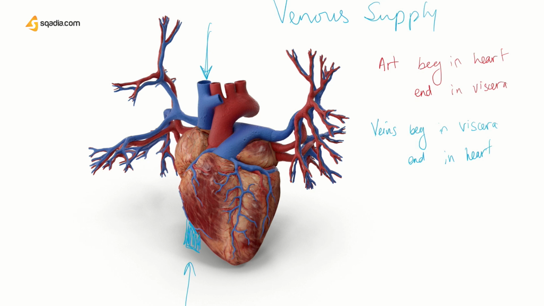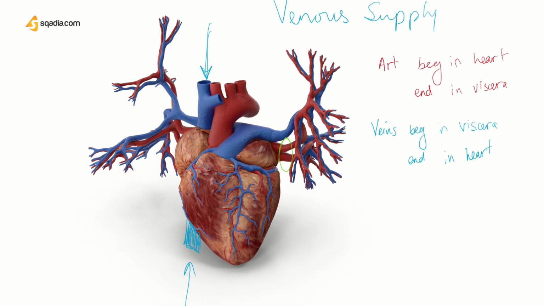Now, the other thing that we want to see is that, as I told you before, the venous supply also comes from the pulmonary circulation, but this time it's carrying oxygenated blood. Remember? Oxygenated blood comes into the heart via the pulmonary veins.